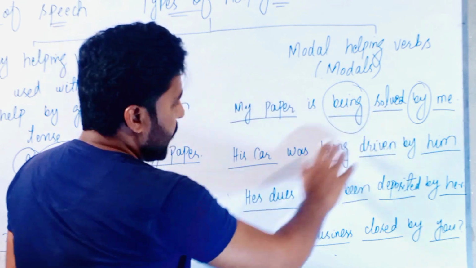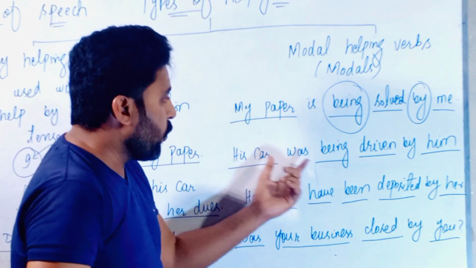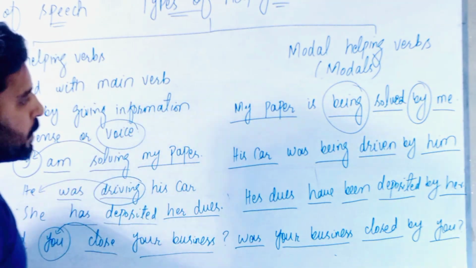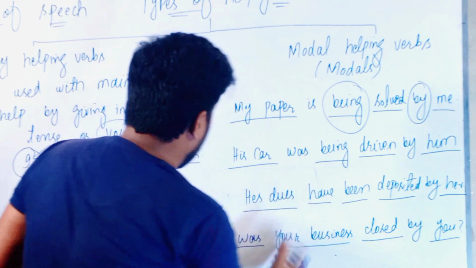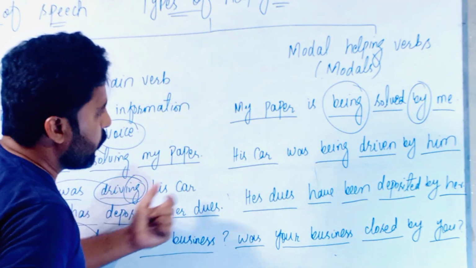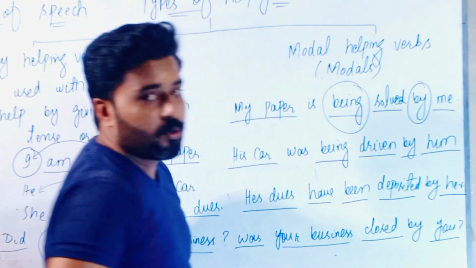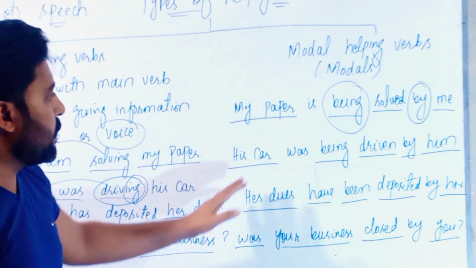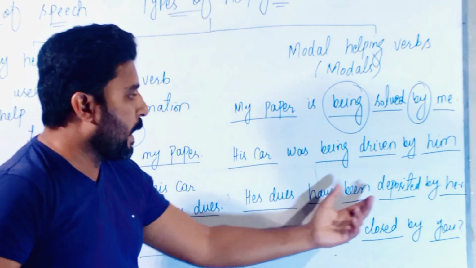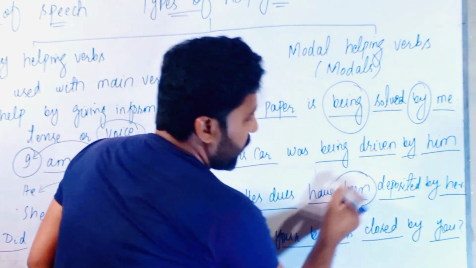In the second sentence, so this sentence is in present continuous tense. In the second example, he was driving his car. His car was being driven. Here, present participle form driving is changed into being driven. So ing form को हमने change कर दिया being के साथ और drive को हमने past participle बना दिया. Then we have added by before the actual subject of the sentence. His car was being driven by him. And then her dues have been deposited by her. Her dues have been deposited.